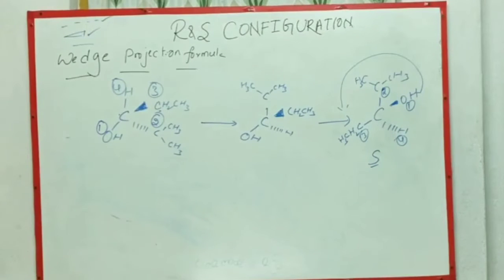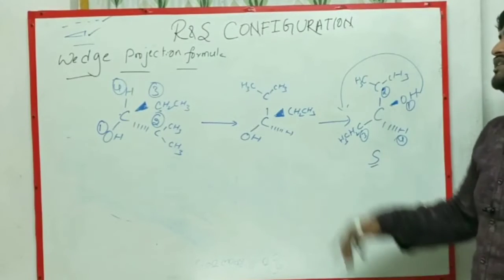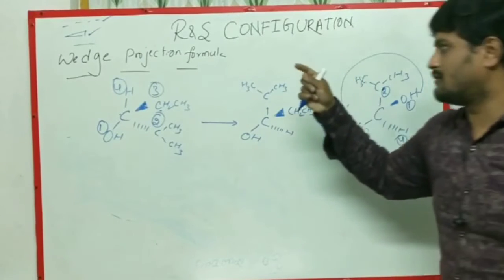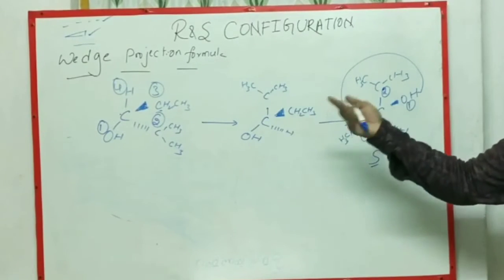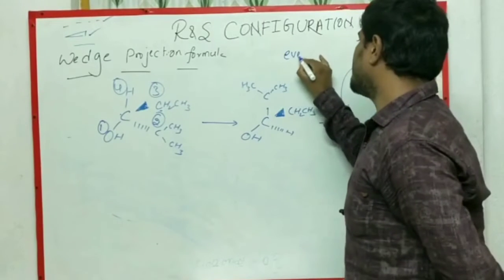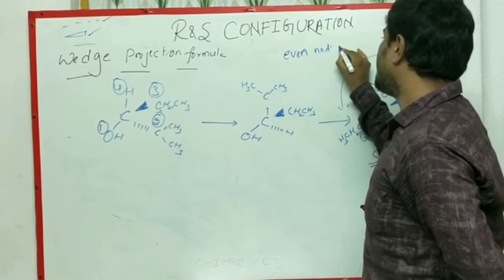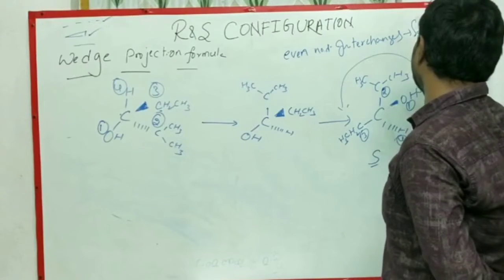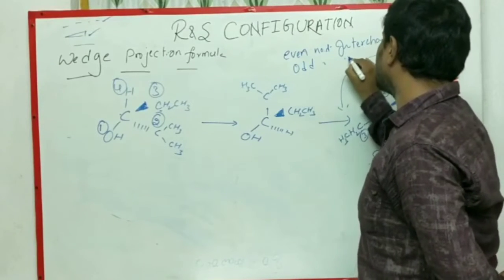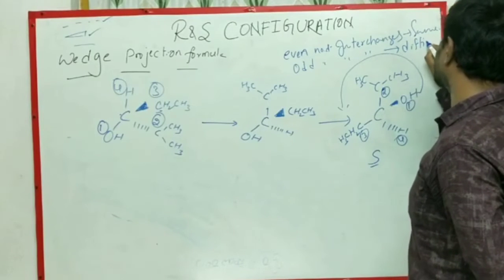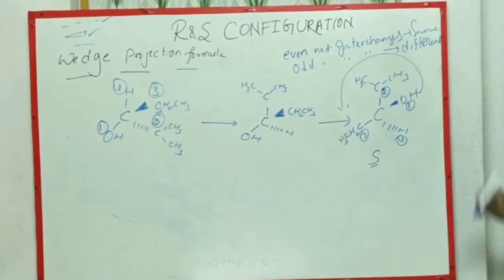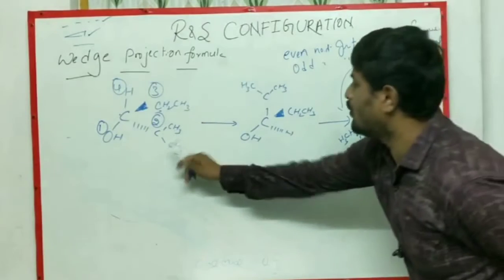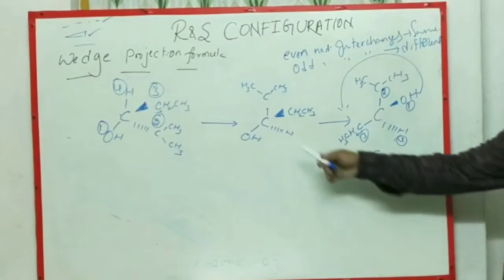Are you clear? Why am I doing the double interchange here? Whether you do only one interchange, the configuration will be different. In case of wedge, in case of Fischer projection formula, an even number of interchanges gives the same configuration. An odd number of interchanges gives a different configuration. Here the same configuration exists with an even number of interchanges, two interchanges. If you do only one interchange, this is another configuration. You can check it.